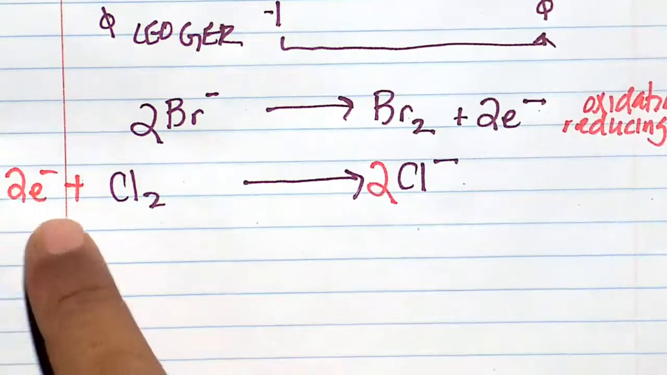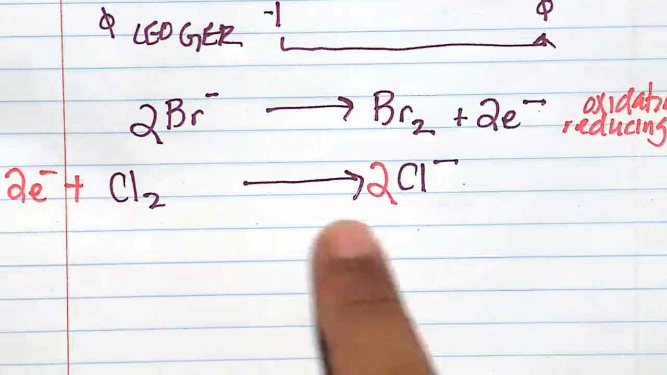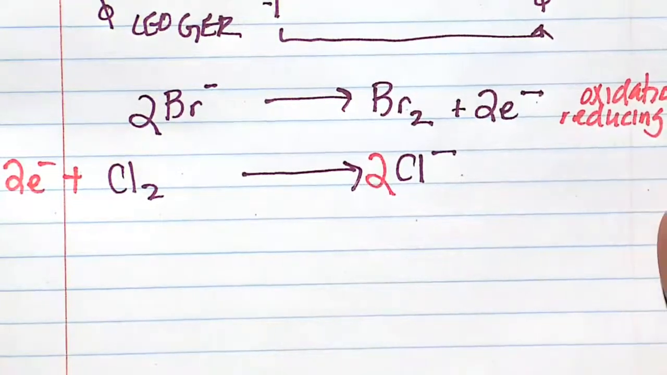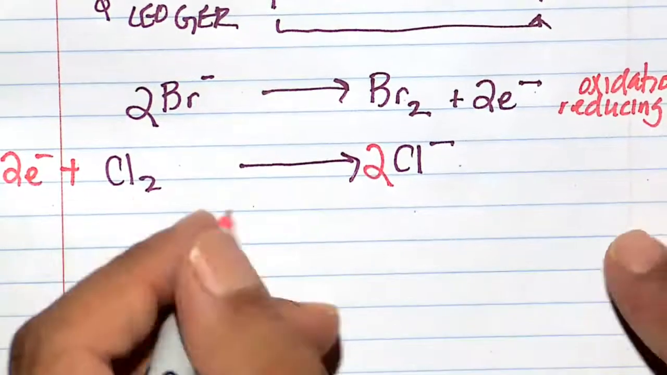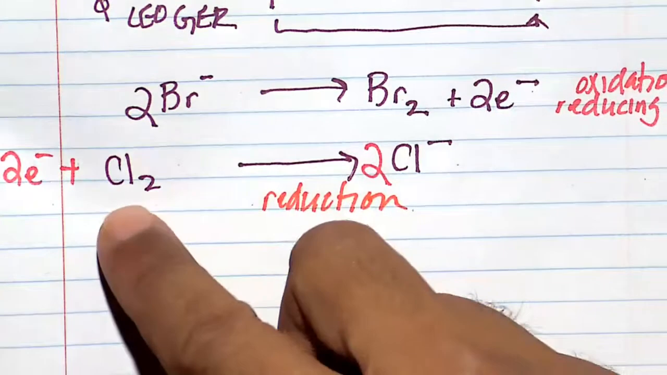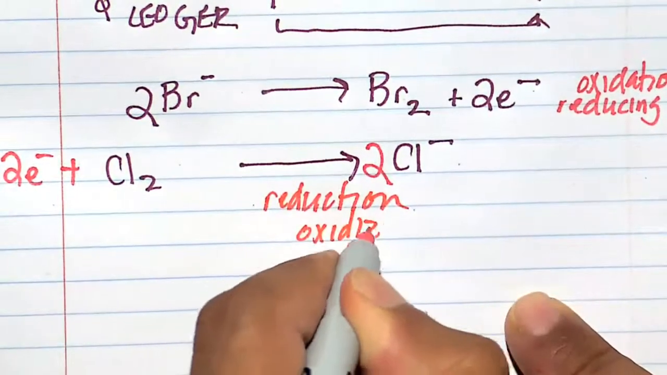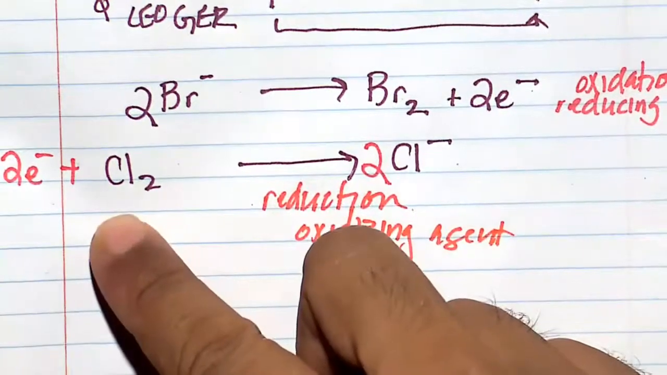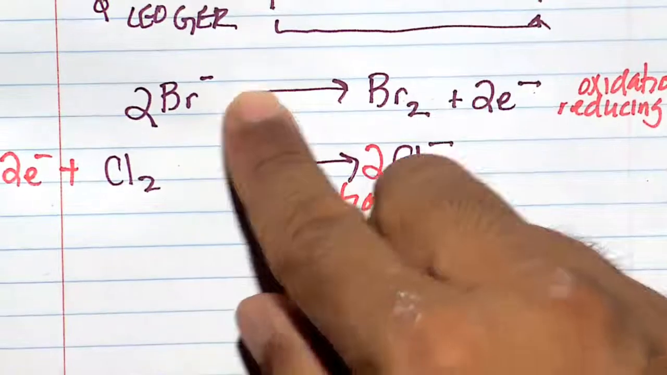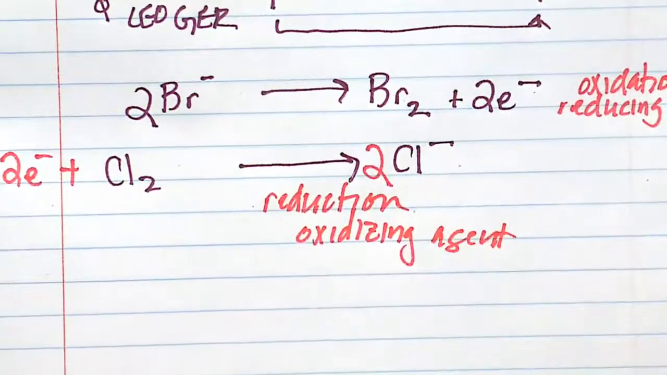Let me repeat that again. Cl2 gains 2 electrons and in turn becomes Cl minus, 2 moles of Cl minus. Gaining 2 electrons, that's reduction. And something that undergoes reduction implies that Cl2 is the oxidizing agent. That is to say that Cl2 oxidizes Br minus to Br2, and when it oxidizes this to that, it itself gets reduced to Cl minus.